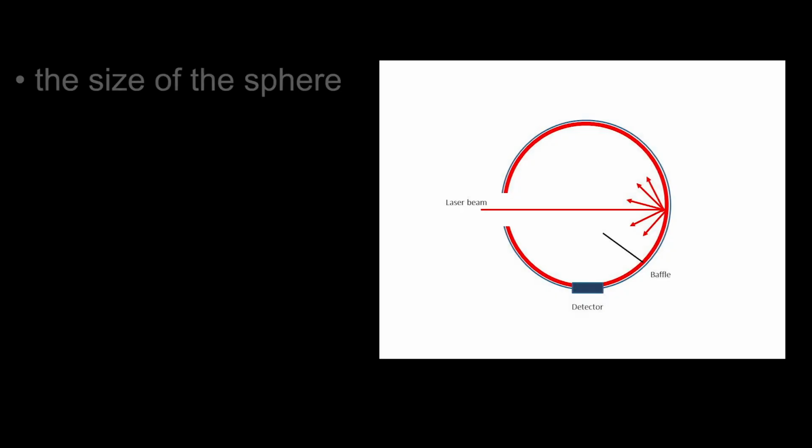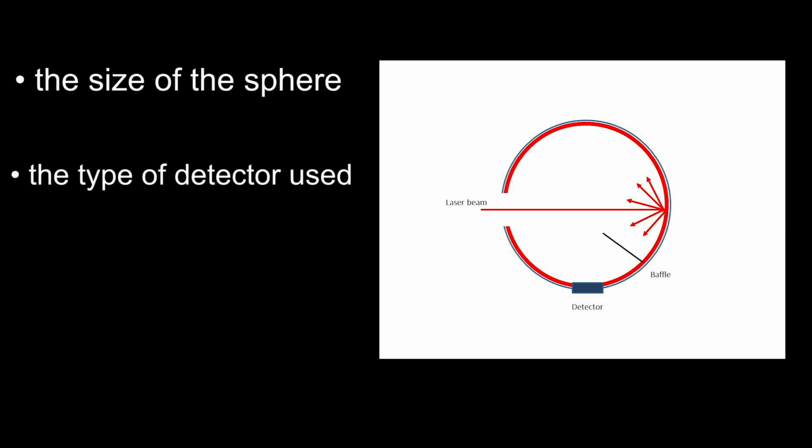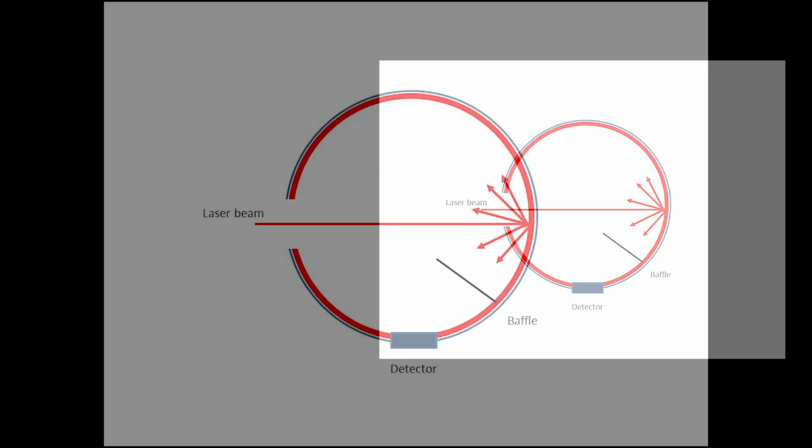There are many design details that need to be optimized for various applications, including the size of the sphere, the type of detector used, placing of internal baffles to prevent direct illumination of the detector by the source, a necessary condition for the integrating sphere sensor to operate properly.